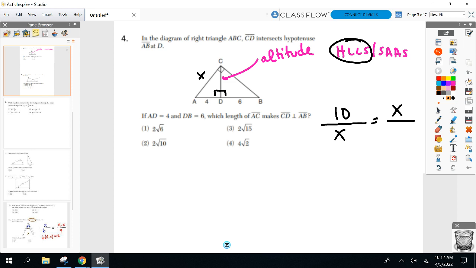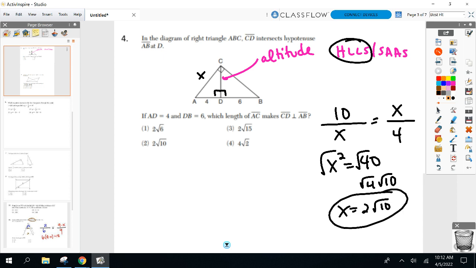And what's the S mean? Segment where? I got 2 of them. Adjacent. So what do I want? 6 or 4? 4. X squared equals 40. And then I break down 40, which was what? 4 and 10. So X equals 2 radical 10. All right, so that was a Hills-Sass question there.